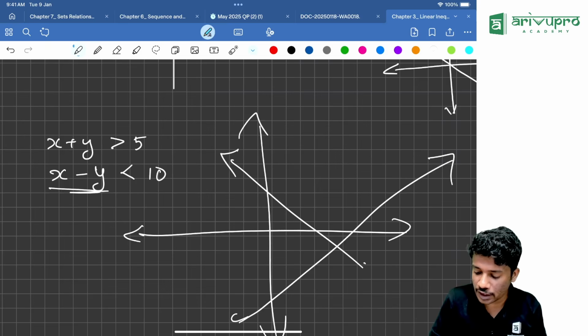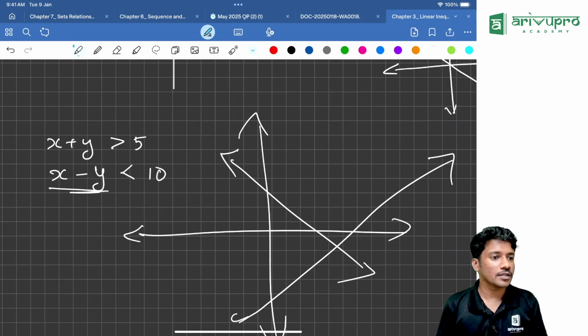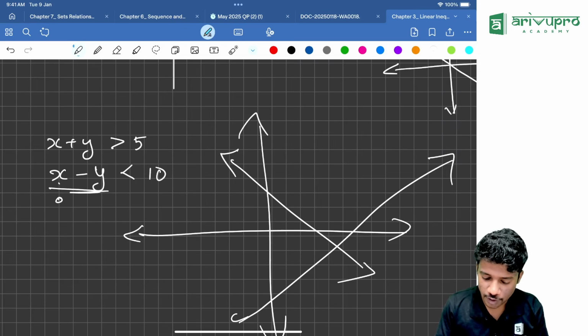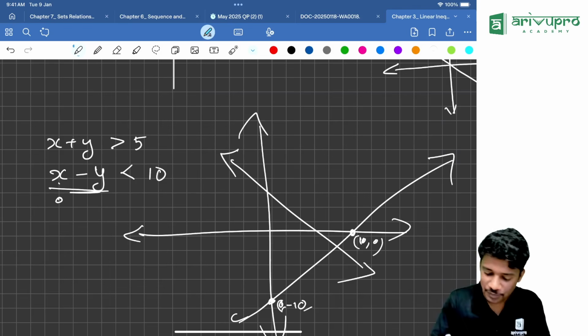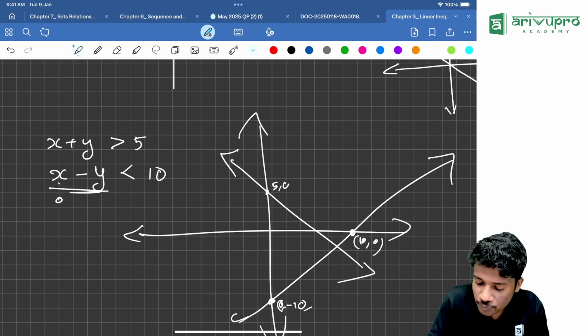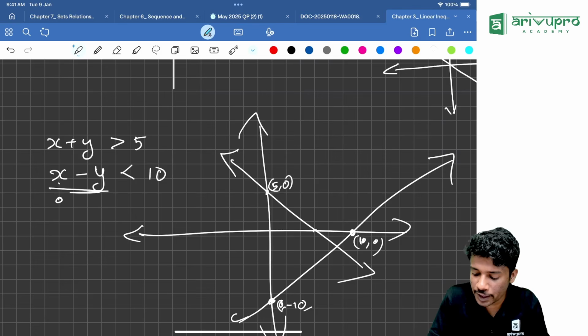Any doubt in that? No. When x is equal to 0, what will happen here? Y is equal to minus 10. That is this point, 0 comma minus 10. When y is equal to 0, x will be how much? 10 comma 0. Then you can plot it. Then for the other line, when x is equal to 0, y is equal to 5, that means 0 comma 5. When y is equal to 0, x is 5, that is 5 comma 0.